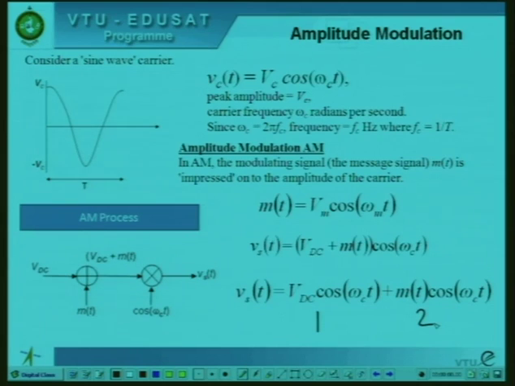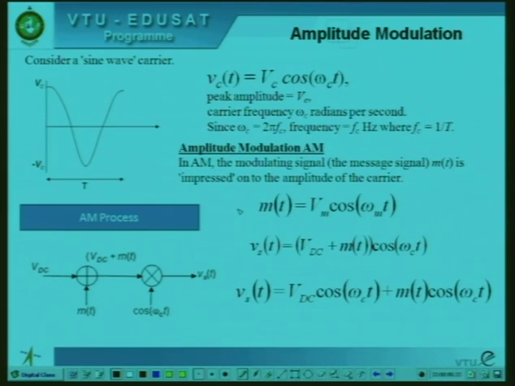That is the mathematical expression for amplitude modulation. What is the block diagram? VDC is the DC signal. We add the DC signal to m of t, and you get VDC plus m of t. The DC shifted modulating signal is now multiplied by the carrier to get Vs of t, that is the modulated carrier. So this is the block diagram, and this is the mathematical equation to illustrate what is amplitude modulation, right? Good.